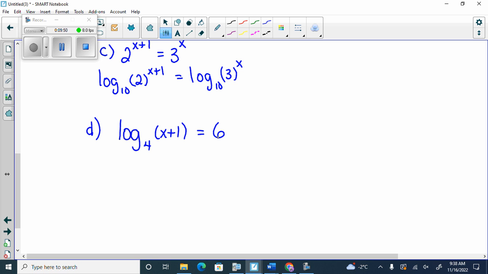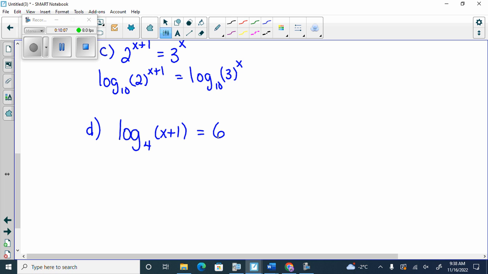When the x is beside the log, it's locked in with the log. I don't know how to solve that. Do I divide and subtract 1 off it? No, it's locked in with the log, right? It's bracketed in with it, correct? So the only way I can get that x plus 1 somewhere where I can actually work with it is to convert it.